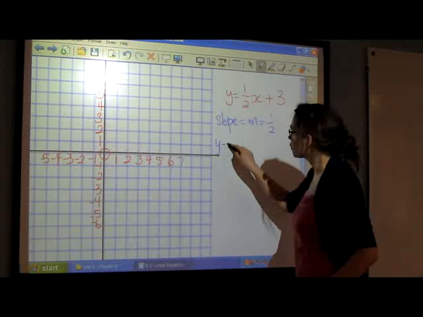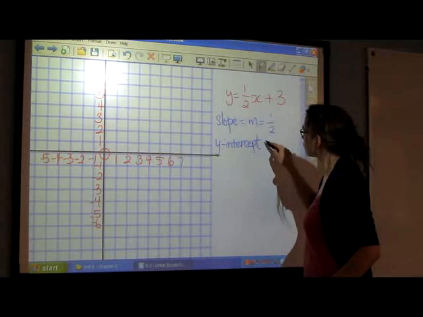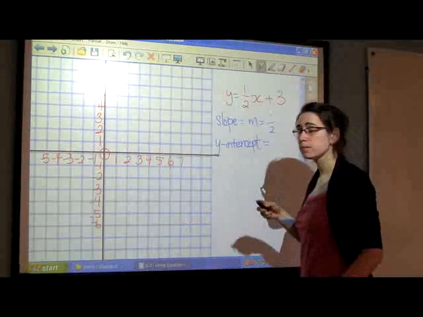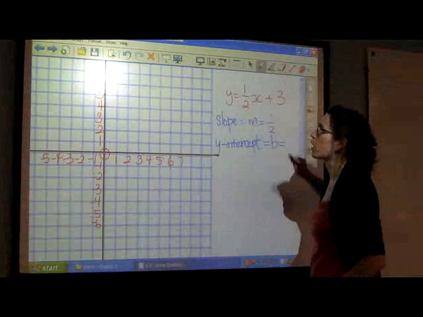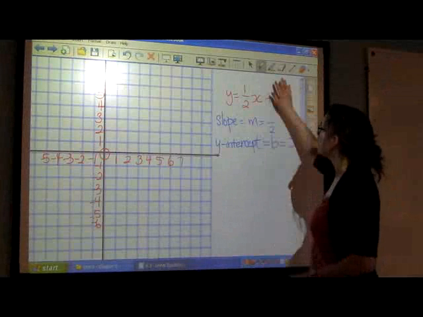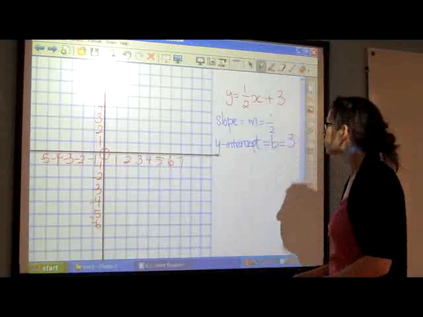And our y-intercept, which we represent by the letter b, is always the number that's added or subtracted at the end. If there is no number there, the number is understood to be a 0, but our number is a 3.